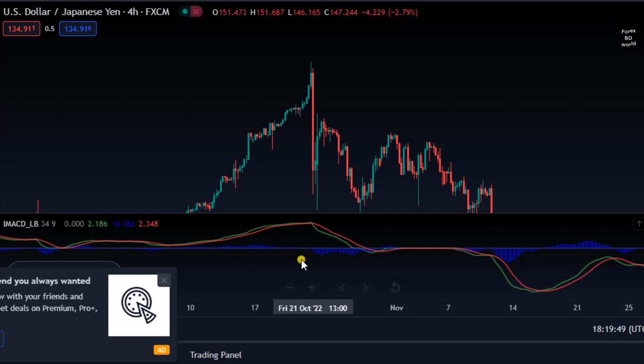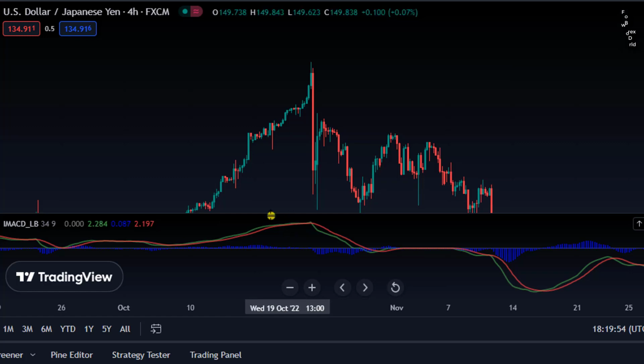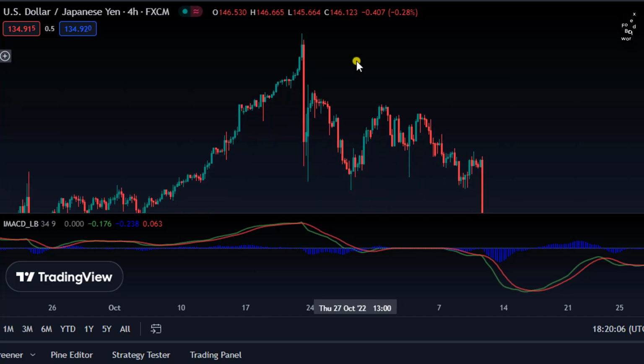I repeat, as you can see in this place in the market, the green line crosses the red line and goes down, and these lines are above the histogram. If we look at the movement of the market during this period, we can see that the market went down. So this is how you use this indicator.